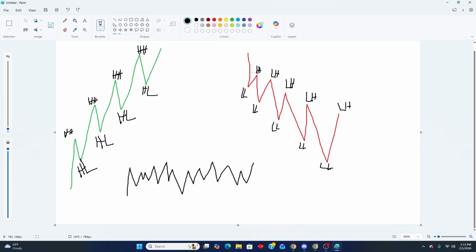Same thing with the highs. It's called a lower high because the high is lower than the previous high. You see? High, high, high, high. And this one will be, you feel me? Just lower than the previous structure.